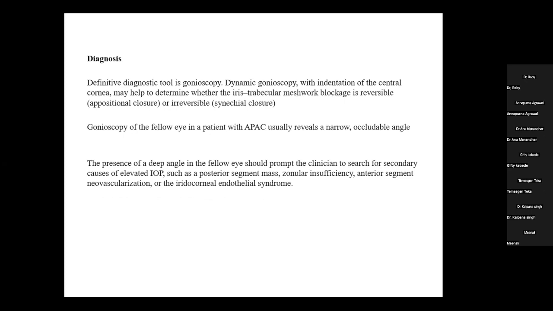Gonioscopy in the fellow eye is also very important in patients who present with sudden acute angle closure. And if there is presence of a deep angle in the fellow eye, then we have to search for secondary causes of angle closure.